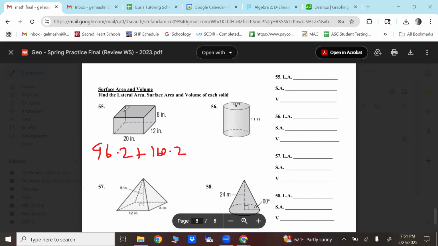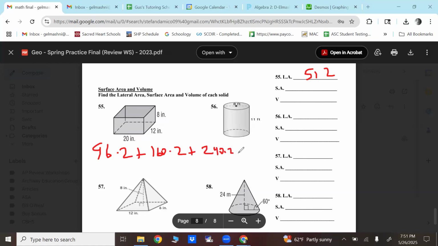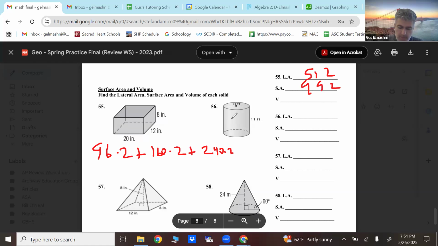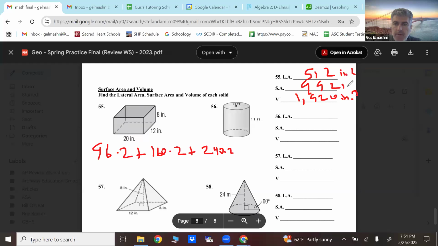It's 512. The surface area you want to add the top and bottoms. So that's 240 times 2, so just add on a bit more, plus 480. The volume is pretty easy, just the base times the height, or all the dimensions multiplied together, which is going to be 1920. And don't forget your units: inches cubed, inches squared, inches squared.